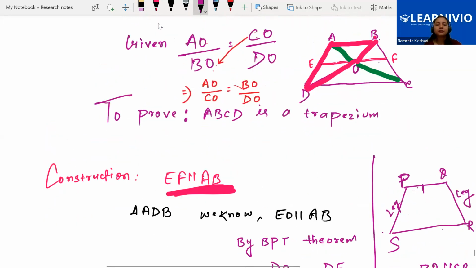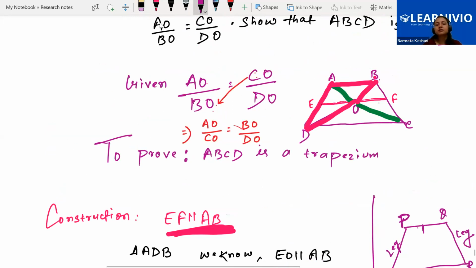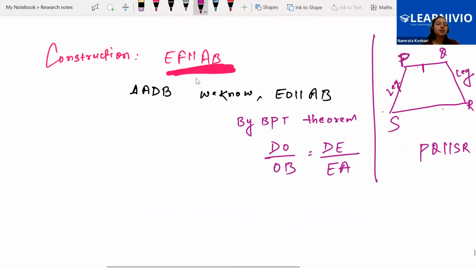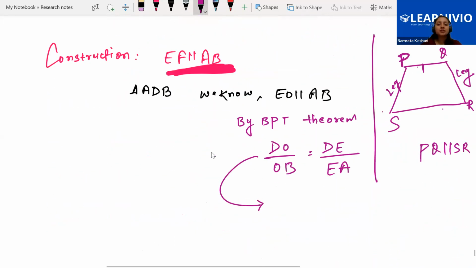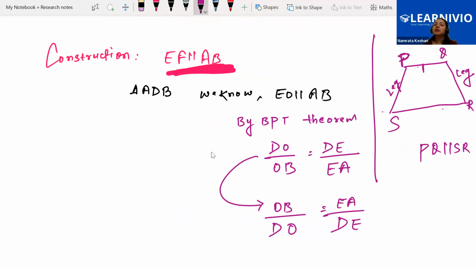But here it is given that, if you write the reciprocal for the given part, or whatever we have written, we can write the reciprocal also. We will be writing the reciprocal of this one so that we can use the given information. If we write the reciprocal, it will be OB by DO is equal to EA by DE. We are not changing anything. We have just reversed the left hand side fraction and the right hand side fraction. If in the question x by y is given as 2 by 3, then we can say y by x is 3 by 2. We are not changing anything, and hence we have taken the reciprocal over here.